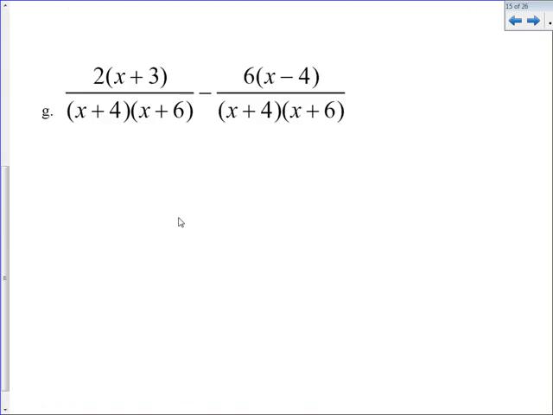Now, G is more what your problems are going to look like on Friday. G is a little bit more of what it's going to look like on Friday. Any ideas of where we might start?